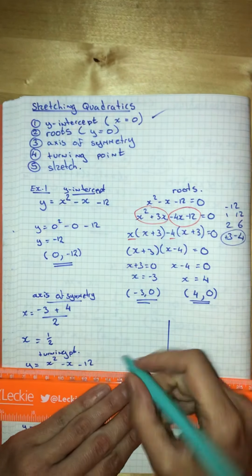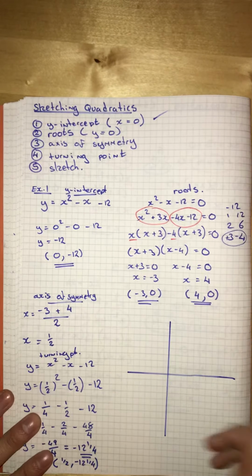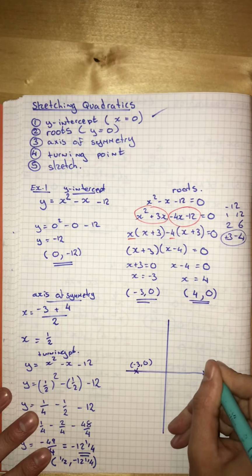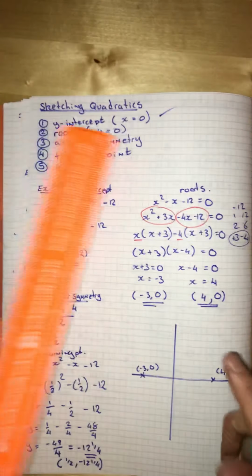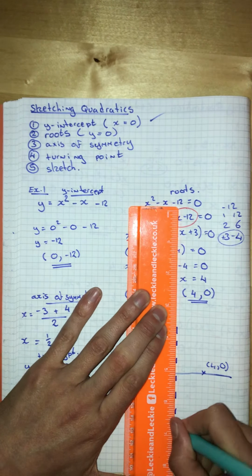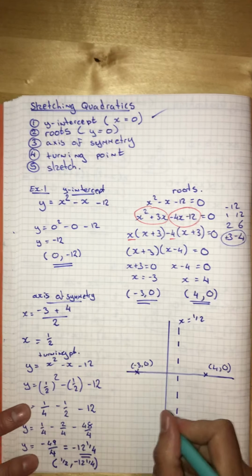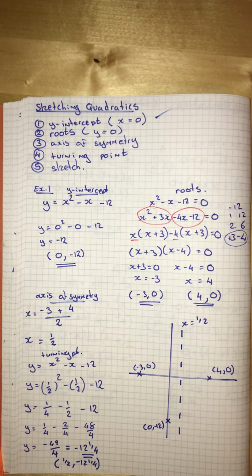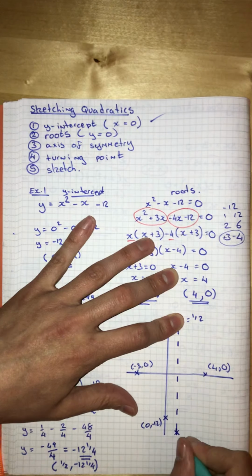So we've got a graph. Doesn't need to be perfect. Negative 3, 0, 4, 0, axis of symmetry at a half, y-intercept at 0, negative 12, and then our turning point at a half, negative 12 1/4, so about here.